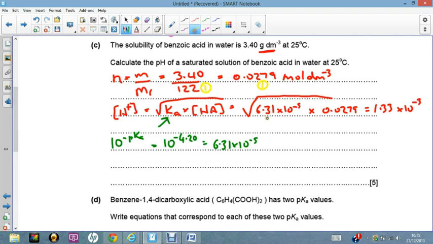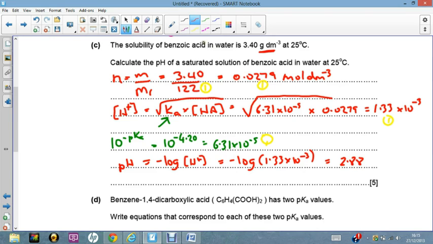Right, so marks so far, I'm going to get one for calculating Ka and one for calculating H+. Final step, pH equals minus log H+, so minus log, put that into my calculator and I will get 2.88. 1 mark for that final answer.